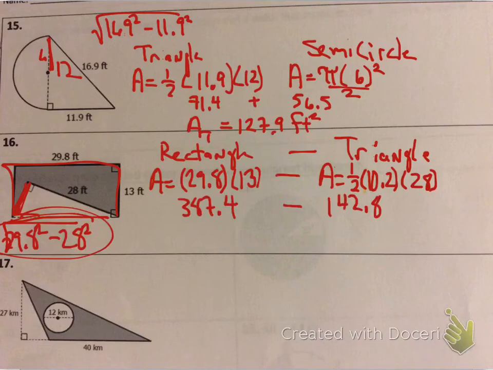So let's see what we get. Okay, so for the rectangle, I get an area of 387.4. I get, for the triangle, 142.8. I need to subtract those two, and so I get a final area of 244.6 square feet. Okay, and that's how I would do that problem.